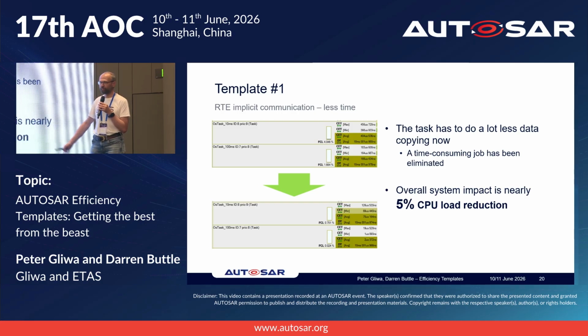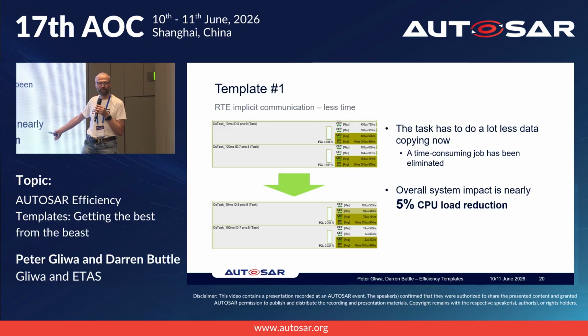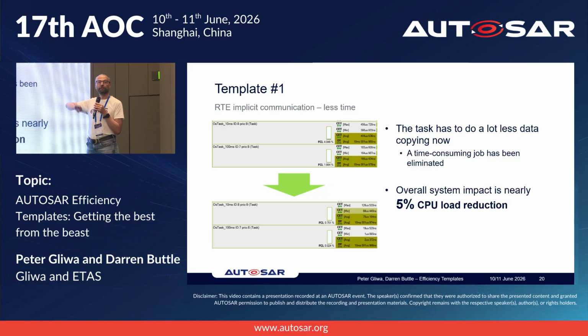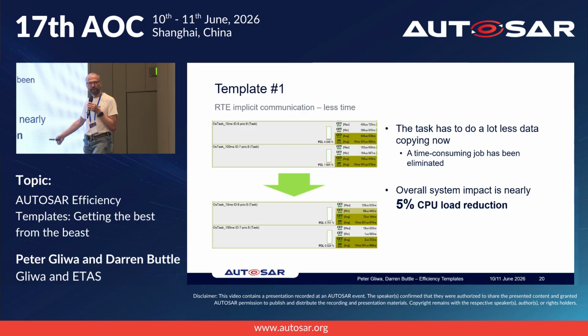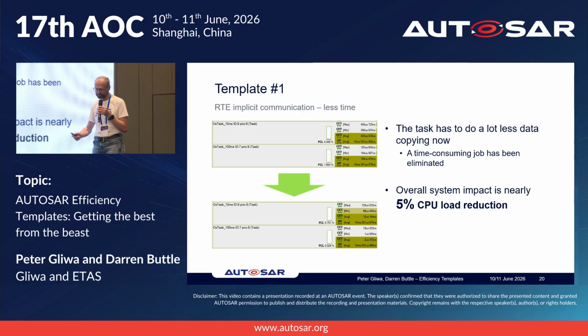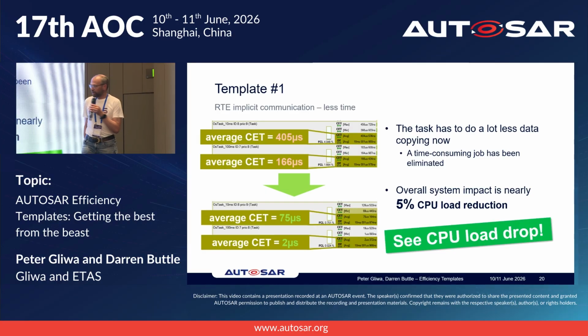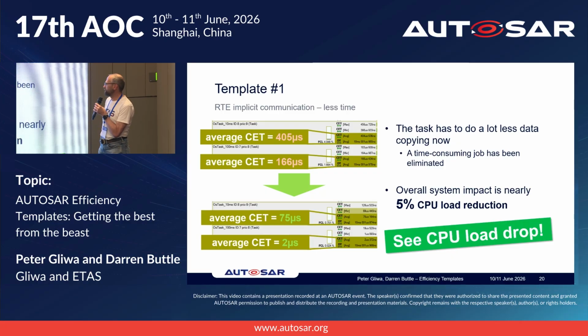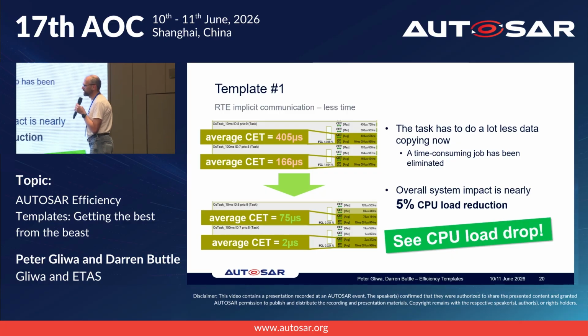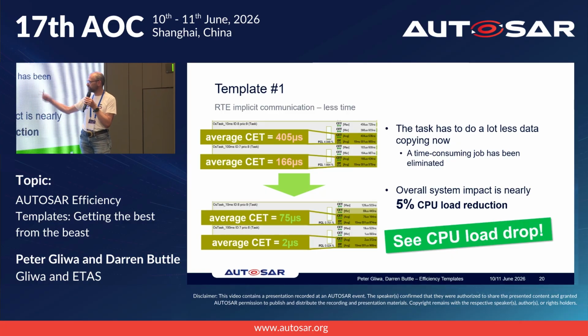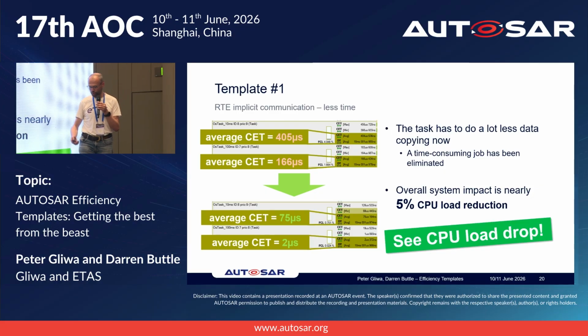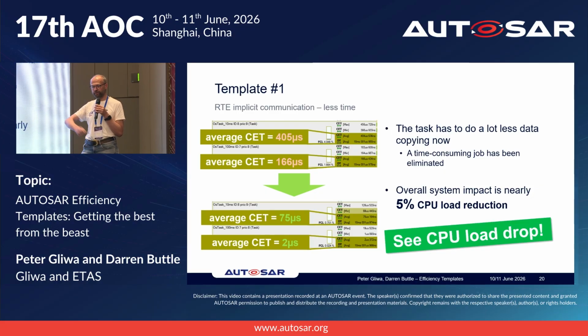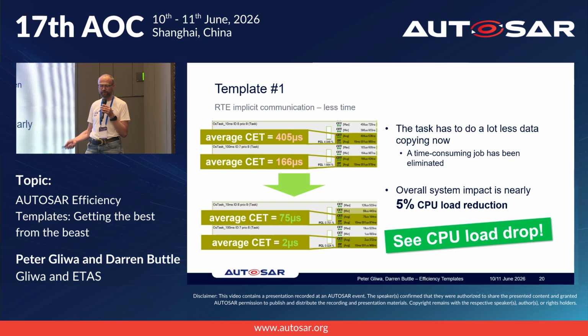Thinking about buying a more expensive processor, you don't need to do that anymore because you've just saved 5%. There's lots of stuff like this in AutoSAR that you can do with really efficient configuration. You can see here that you've gone from 405 microseconds in the top to 75 in the bottom, and 166 in the 100 millisecond task down to 2 in the bottom. So it's a massive drop in CPU loading here.